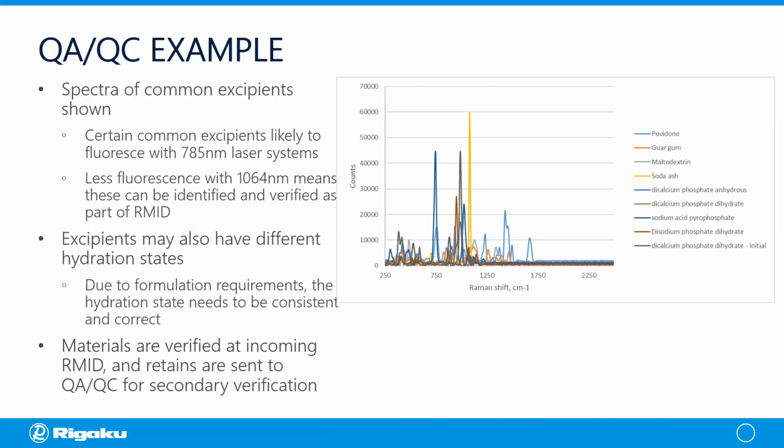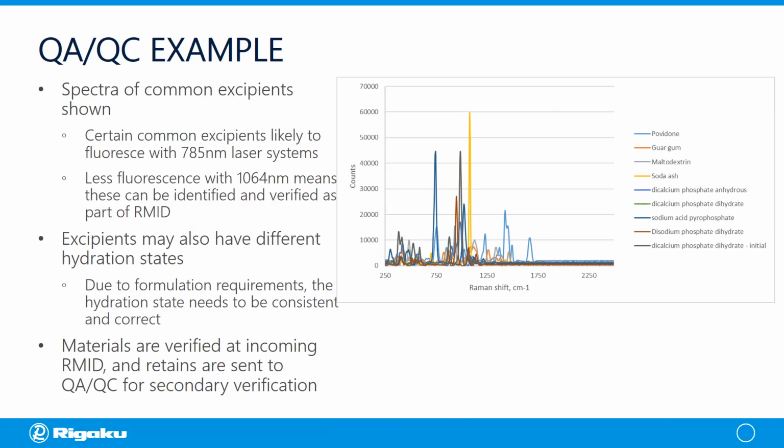So here we see the common excipient spectra, and all of these were scanned in pretty well under a minute each one. So it's a quick and dirty way to verify that these are present. So in QA and QC, they would get the sample, they would do a quick check of the materials and verify that they are what they say they are. And as well, they might also check to see if other formulations are correct.